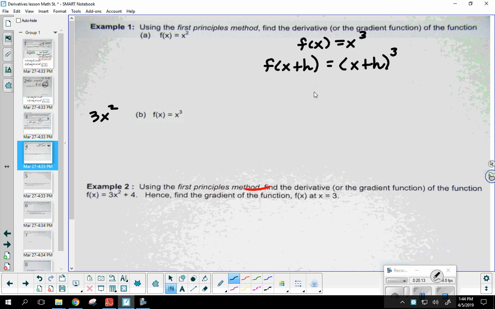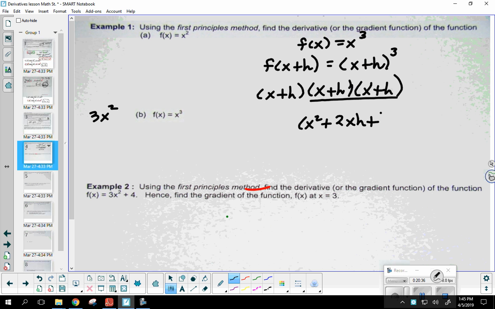Let's take x plus h times x plus h times x plus h. Do it the old-fashioned way. Sometimes the old ways are the best. So we already know if I multiply two of these, we're going to get that trinomial we've been seeing, right? So let's start there. I'm going to multiply these two, and that's going to give me x squared plus 2xh plus h squared. And now I'm going to multiply that by x plus h.